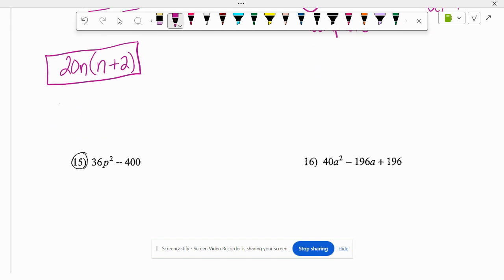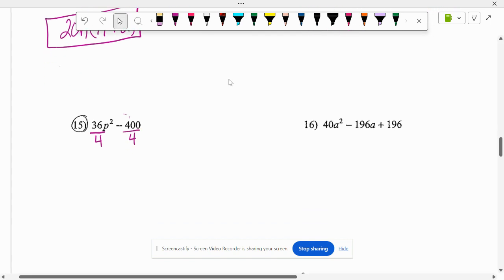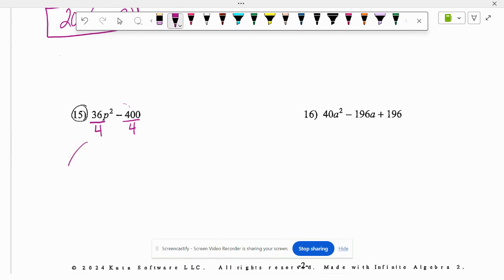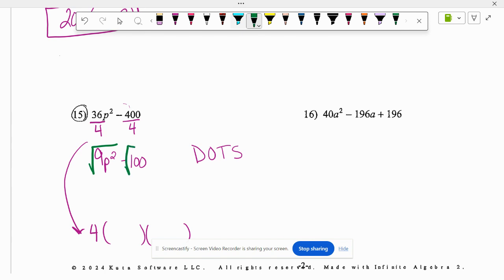Number 15 contains a GCF, and it's currently looking like the difference of two squares. So let's see. If I were to divide both of these by 4, take my 4 down, 36p squared divided by 4 is 9p squared. And negative 400 divided by 4 is negative 100. So when I look at these, I see that I have a difference of 2 squares.